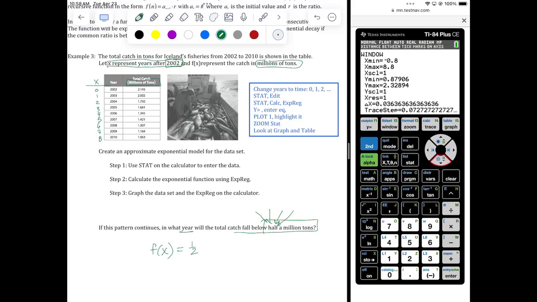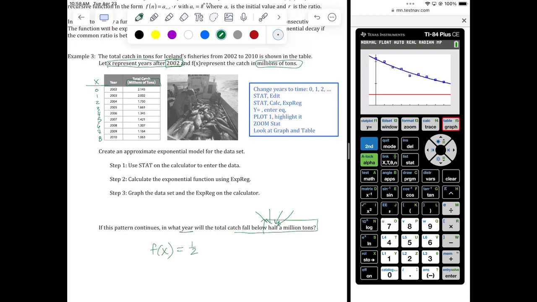So I'm going to come down here to the y min, and I'm going to change it to 0. I might as well just see the x-axis. All right, now I'm going to hit graph, and now I see the line. That's better. I see the red line. But now it looks like they intersect off the screen, don't they?